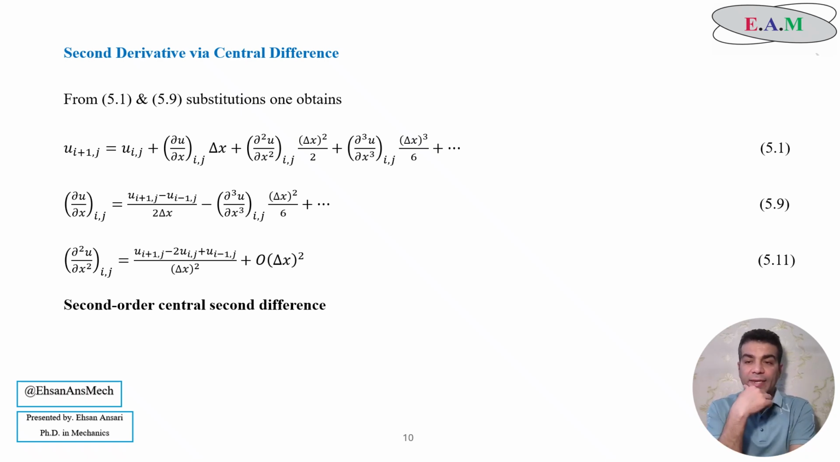To get the second derivative, we substitute the expression for the first derivative back into the Taylor series. The result in equation 11 is symmetric and also second order accurate.